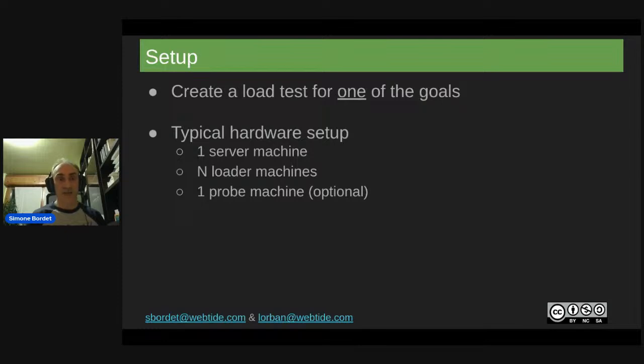Our current setup is that for Jetty, we do this load testing automatically through Jenkins, and we publish the results via the public Jenkins instance that we have for the Jetty project. We have one server machine and four loader machines. And one additional machine that we call a probe machine, which I'm going to detail a little bit later in a following slide.